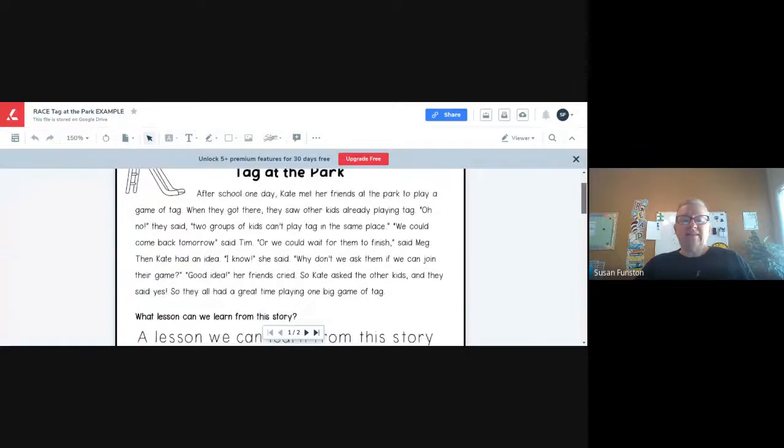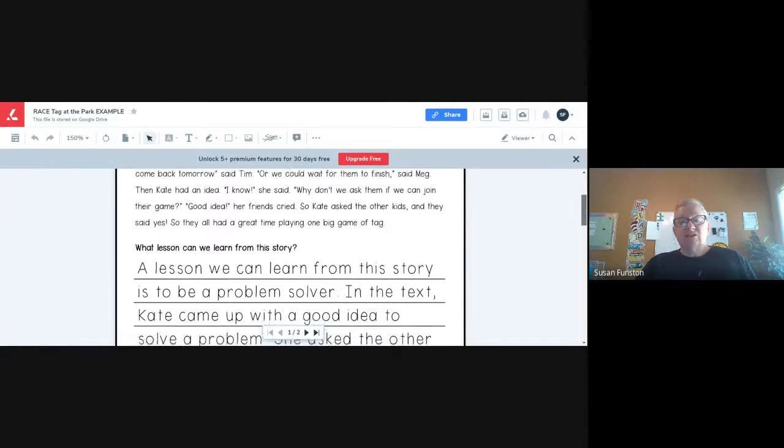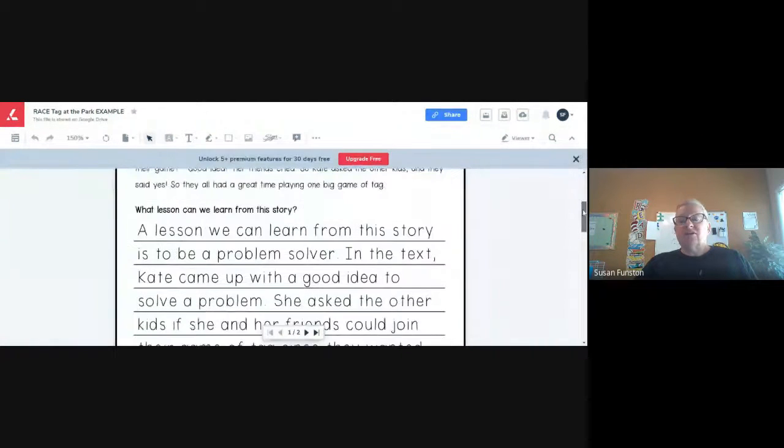All right. What lesson can we learn from this story? So that's the question that we need to restate and to answer and to cite evidence about. So let's look at this one. This is our example answer, a lesson we can learn from this story. Okay, we restated the question because it said, what lesson can we learn from this story? We turned it into a statement by saying, a lesson we can learn from this story is to be a problem solver. Because that's the lesson that this story was teaching.